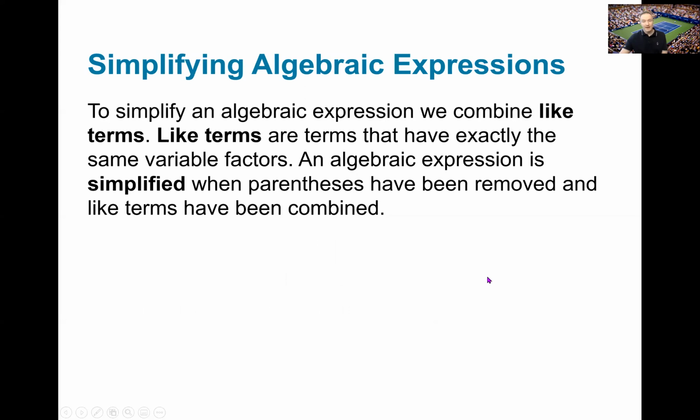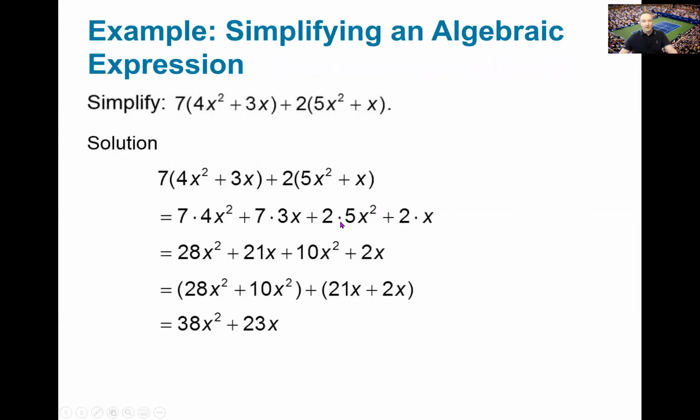Now, simplifying algebraic expressions. To simplify an algebraic expression, you simply combine like terms. Now, what do we mean when we say like terms? Notice, like terms are terms that have exactly the same variable factors. An algebraic expression is simplified when the parentheses have been removed and like terms have been combined. Now, let's make sure you see what we mean in that case.